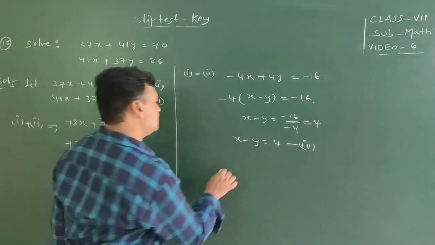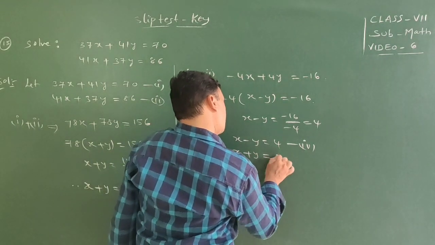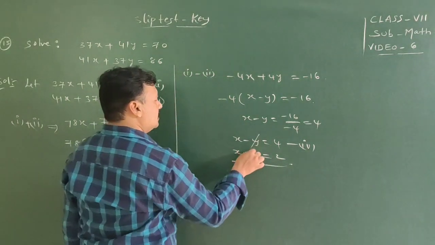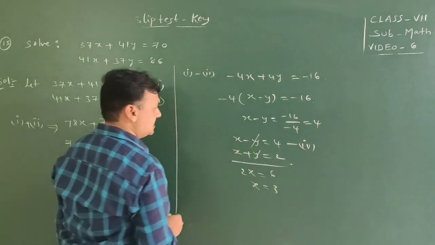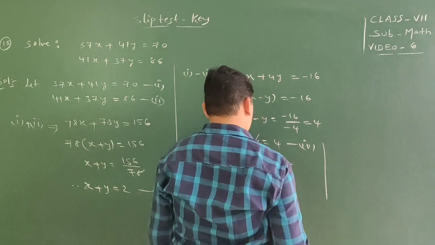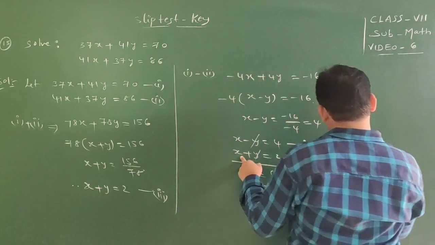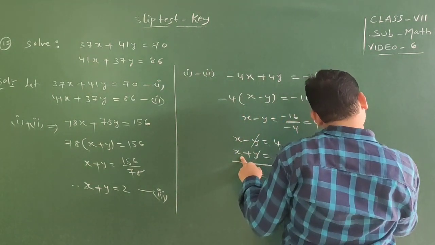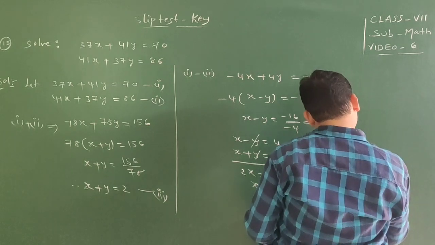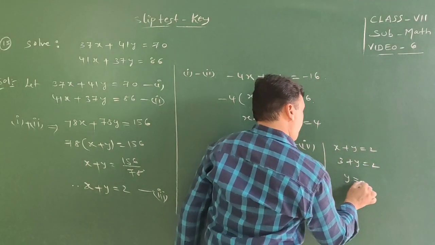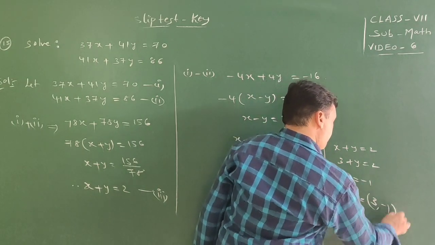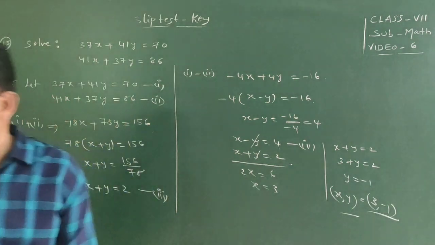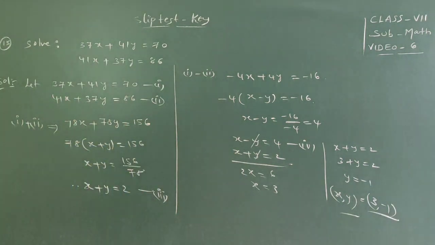So x plus y equal to 2. If you add, 2x equal to 6, x equal to 3 we get. In the second equation x plus y equal to 2, here 3 plus y equal to 2. 3 comma minus 1 is the required solution.